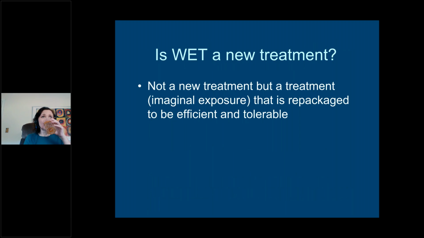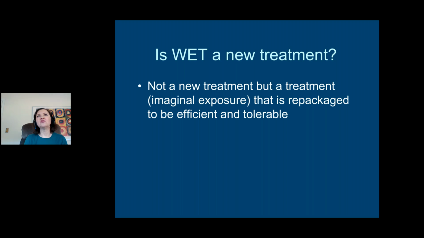So we've renamed it, we call it written exposure therapy, just to represent that it is quite different than expressive writing. But this isn't a new treatment. We think this is a treatment that's been around a long time. It is a marginal exposure, but it's repackaged in a way that is efficient and we think tolerable. And the reason I say it's tolerable is because it's a short duration. And as you will see as I present some of our efficacy findings, our dropout rates in the treatment studies we've seen or conducted are quite low.